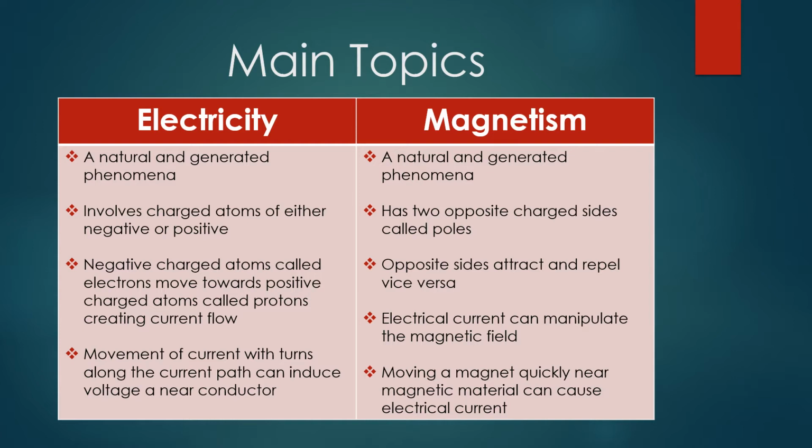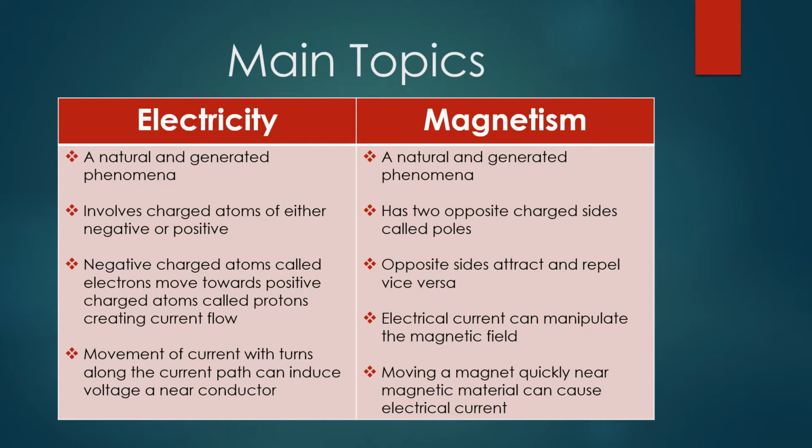Electricity is a natural and generated phenomenon. It involves charged particles of either negative or positive, also known as electrons or protons. Negative charge atoms, called electrons, move towards positive charge atoms called protons, creating current flow. Movement of current with turns along the current path can induce voltage near a conductor. This can be seen as an example in a transformer, either stepping up the power or stepping down the power in relation to the number of turns on the secondary coil.